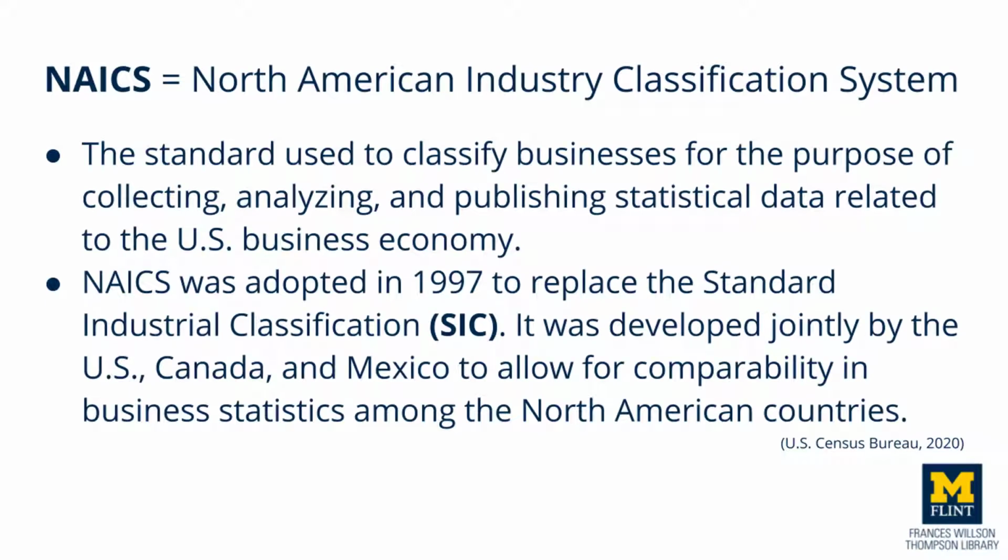NAICS stands for the North American Industry Classification System, and it's the standard used by federal statistical agencies in classifying businesses for the purposes of collecting, analyzing, and publishing statistical data related to the U.S. business economy. NAICS was adopted in 1997 to replace the Standard Industrial Classification System, or SIC. It was developed jointly by the US, Canada, and Mexico to allow for comparability in business statistics among the North American countries. At this point, NAICS has mostly replaced SIC, though you will still occasionally see both codes used.